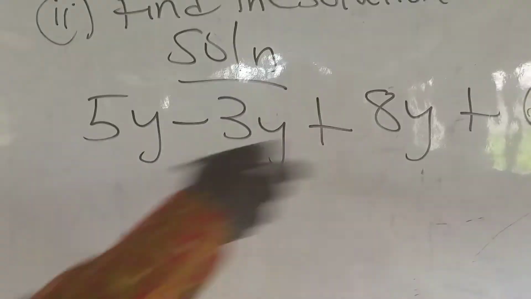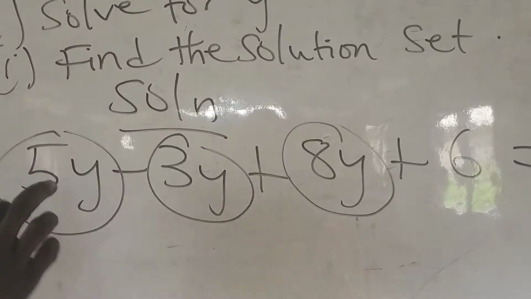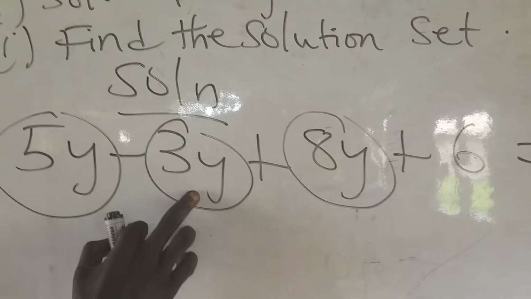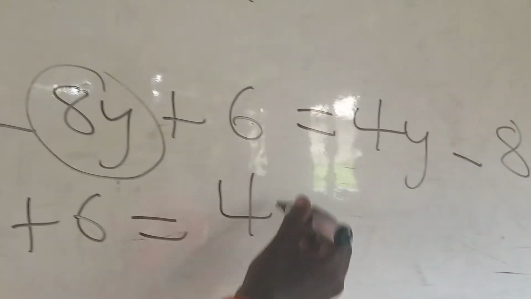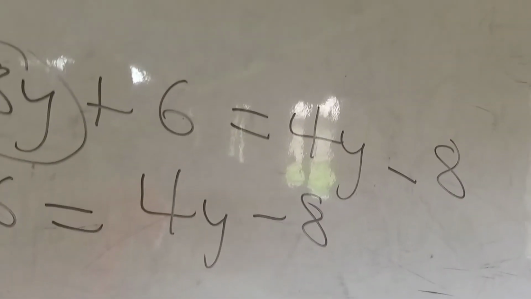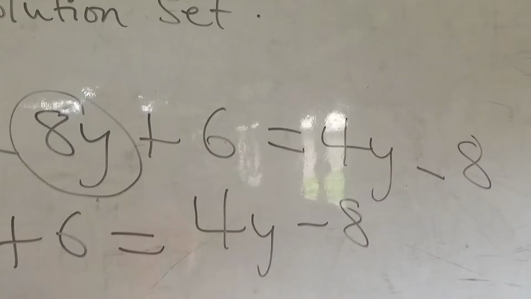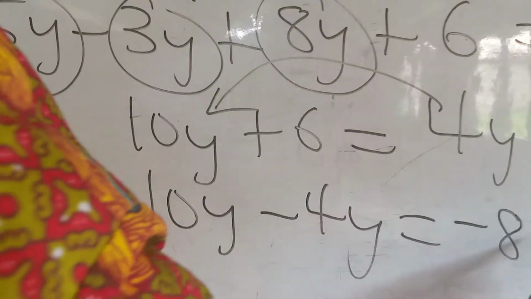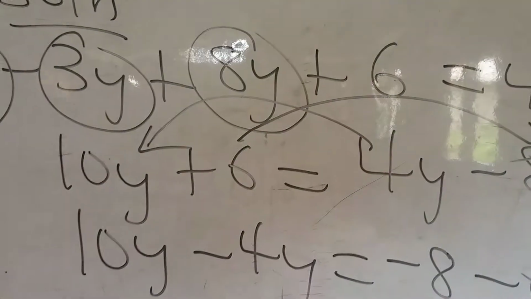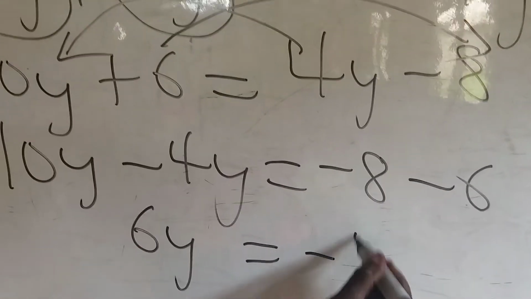You see, we can add like terms here, because we have y and y. 5y minus 3y is 2y, plus 8y is 10y plus 6 equal to 4y minus 8. And once we have this, we group our like terms. So it becomes 10y minus 4y, because it becomes negative, equal to negative 8 minus 6. 10y minus 4y, we are having 6y, equal to negative 14. Because you owe someone 8, you owe another 6.